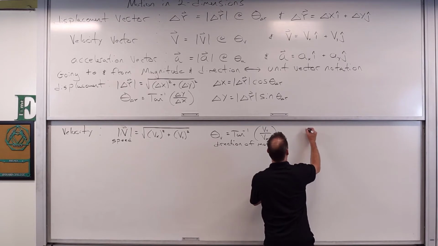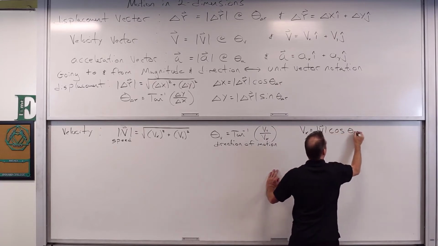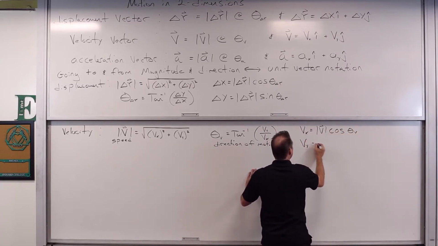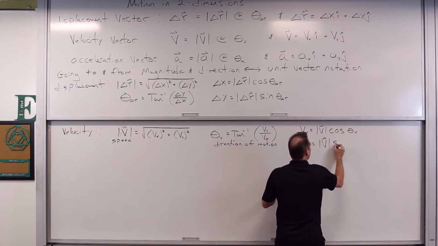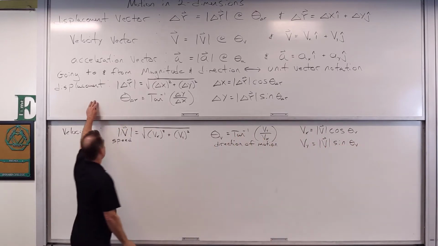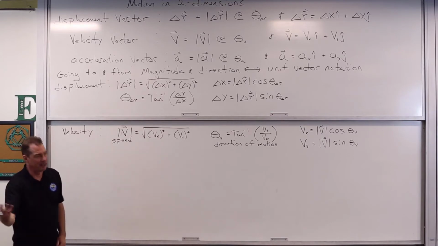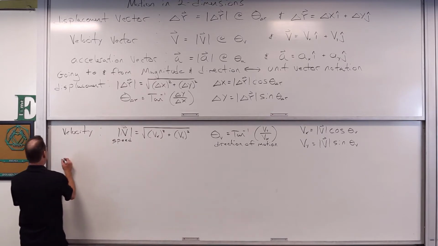And then, of course, we've got the components. V sub x is the magnitude of v times the cosine of theta sub v. And v sub y is the magnitude of v times the sine of theta sub v. All right, so we've got it for displacement, we've got it for the velocity. What's left? Acceleration. Let's go ahead and put that down here too.